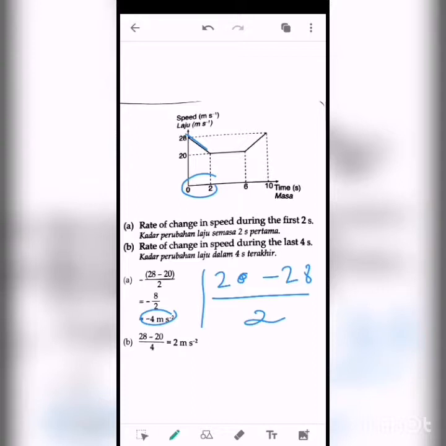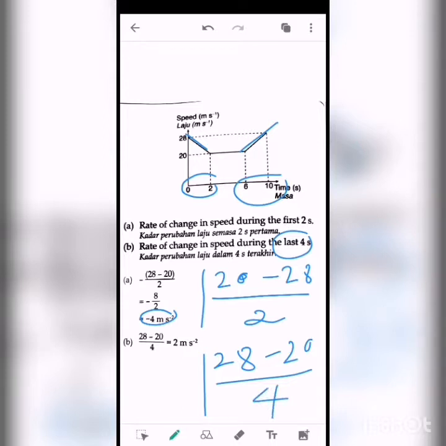How about the question of B? Last 4 seconds. Here, 10 minus 6 is 4. But this one is uphill, so the answer will be positive. Y2 is 28 minus y1 is 20 over last 4 seconds, so just write down the 4, so the answer will be 2 ms minus 2.